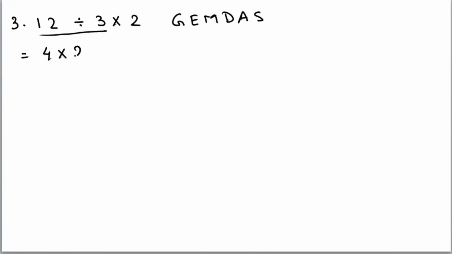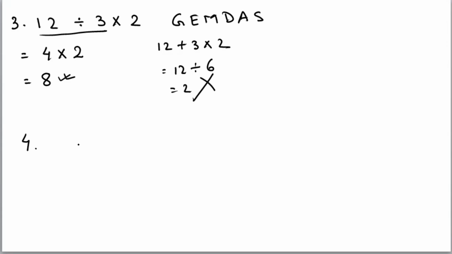Then we have to do the multiplication. It will be 8. If we do the multiplication first, like 12 divided by 3 times 2, if we do the multiplication first, 6, then this will be wrong. This will not be our answer. We have to go according to the rule that the division is on the left side. It means the division will be done before the multiplication. Okay, so this will be the final answer. Understand? Let's take another question.